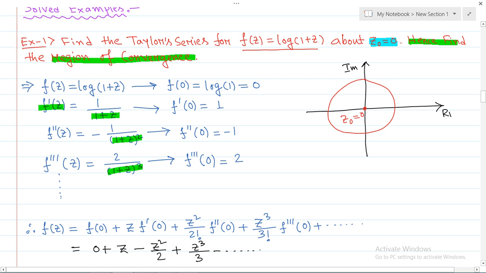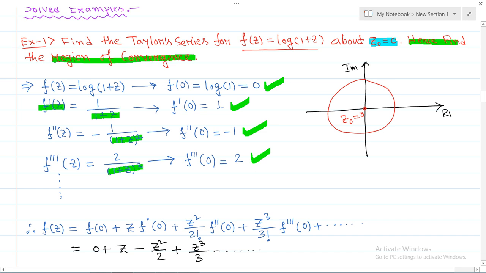Simply we are substituting this point z0 equals 0 at each and every step. So f of 0 is log of 1, that equals 0. f dash of 0 is 1 by 1 plus 0, so it equals 1. f double dash of 0 is minus 1 by 1 squared, that is minus 1 only. f triple dash of 0 equals 2. So we are taking derivatives and substituting the value z0 equals 0 here.